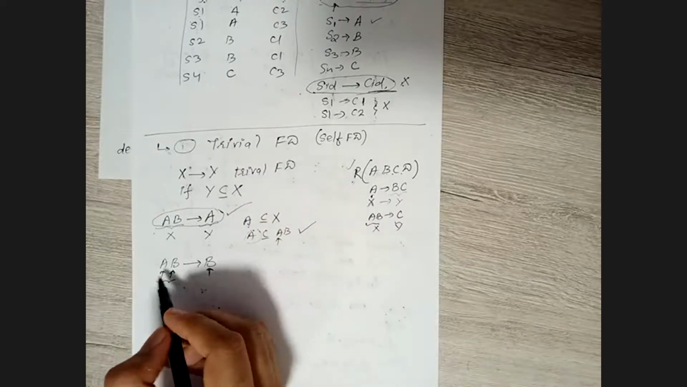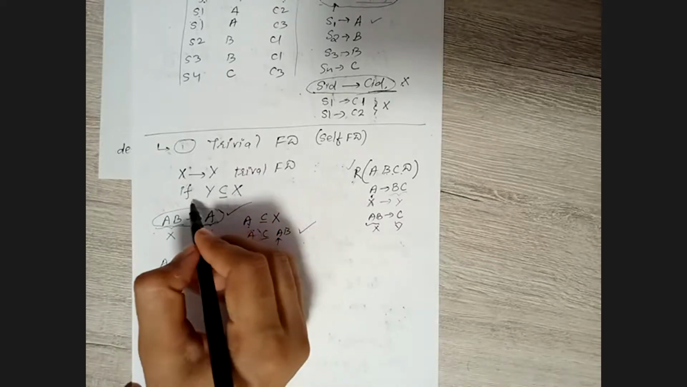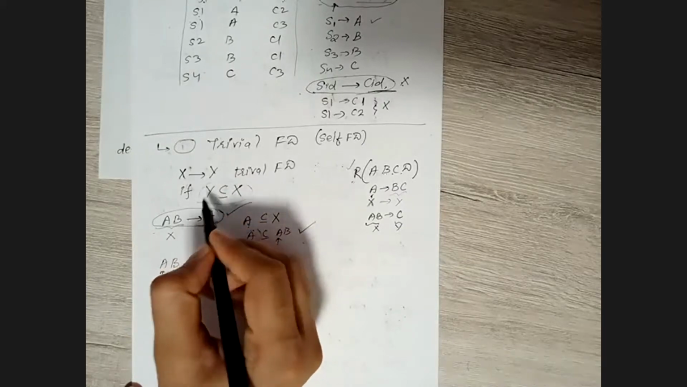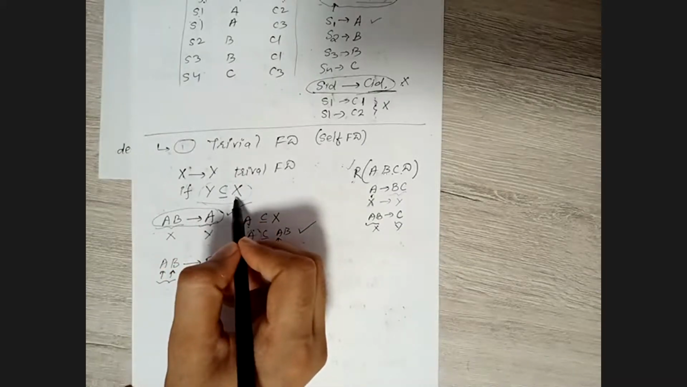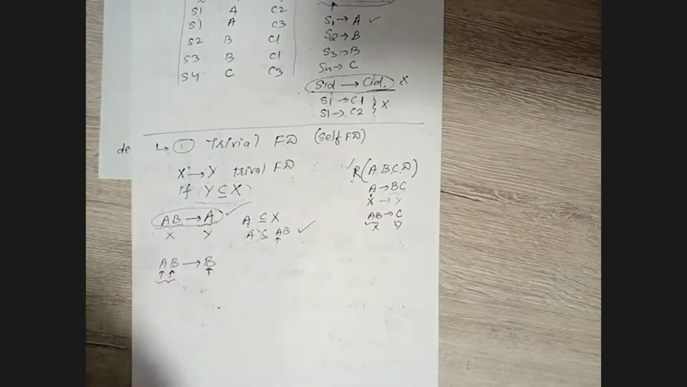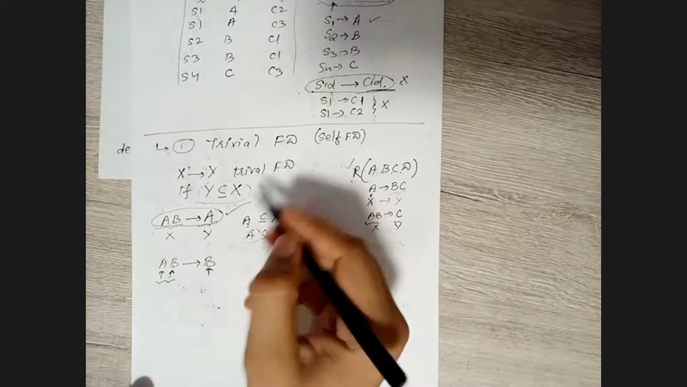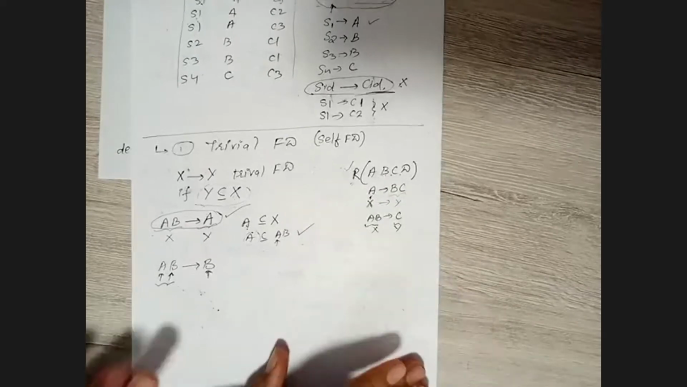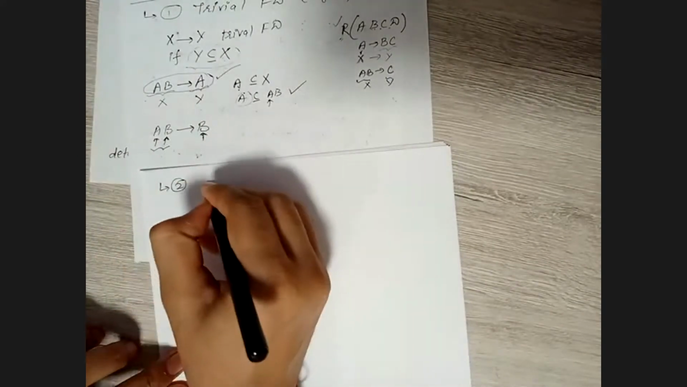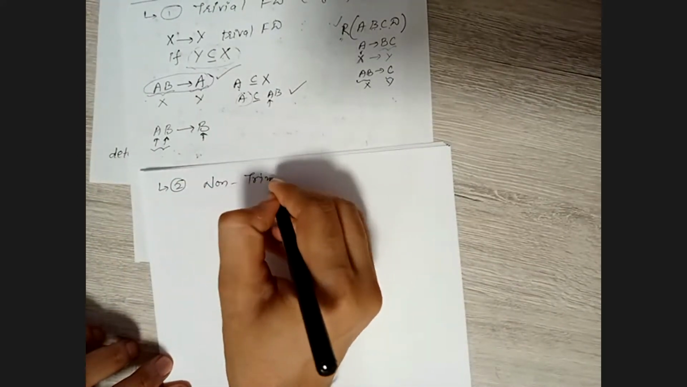This is the important required condition: Y must be a subset of X. And remember one thing, every possible trivial functional dependency always exists in your relational database schema by default. So the default functional dependencies of any relation schema are trivial functional dependencies. Understood? This is the first part. The second is the non-trivial functional dependency.